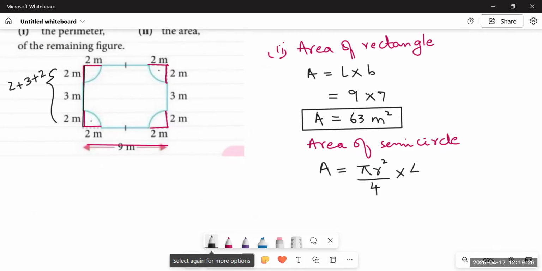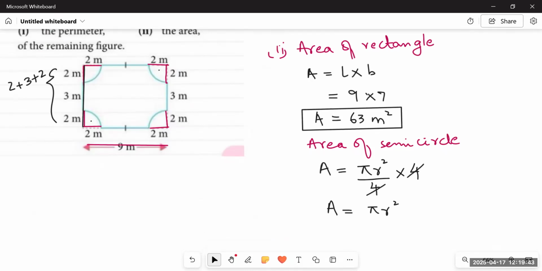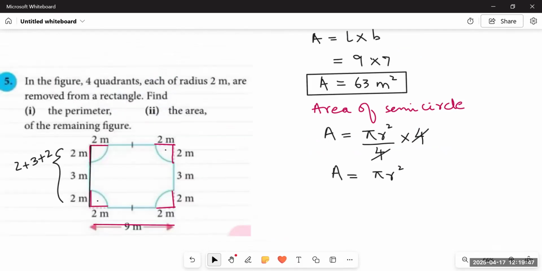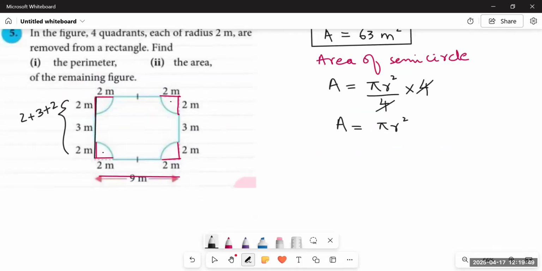And when we multiply it by 4, what will happen? This 4 will cut down this 4. So the ultimate area that we have to find out would again be the area of a whole circle, that is pi r square. We have already learned that the formula for finding the area of a circle is pi r square. So r is already given. It's clearly mentioned in the question that the radius is 2 meters. So we are just going to substitute the values as 22 upon 7 multiplied by 2 square.